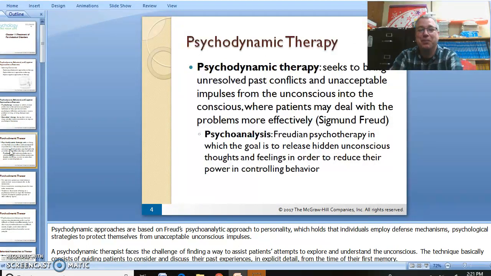All right. So, like I was telling you earlier, the psychodynamic therapy seeks to bring conflicts and unacceptable impulses to the light of day. So anything you got going on in the unconscious, you want to bring out to the conscious so that you are able to deal with the problems more effectively. Okay, that's Dr. Freud, psychoanalytic approach. Same thing. What happened to you when you were a kid that screwed you up? Let's go in there and let's figure this out.